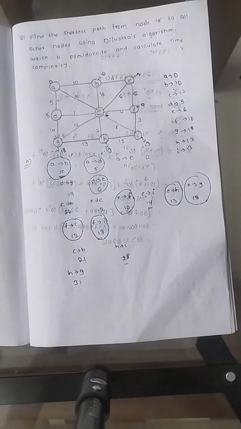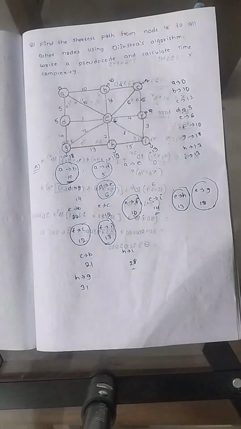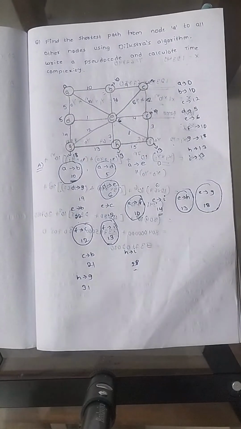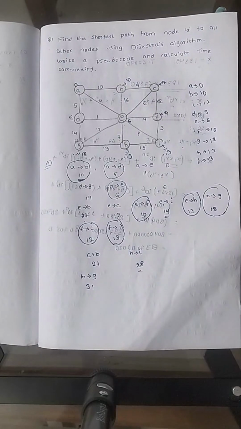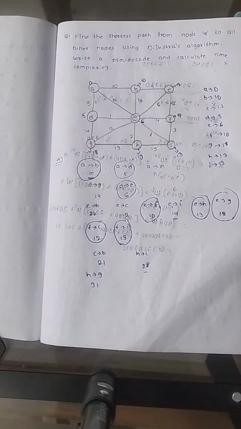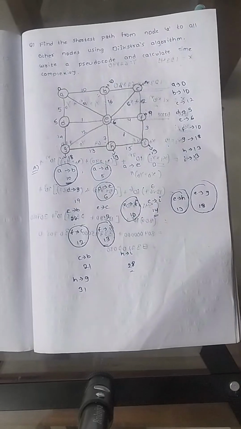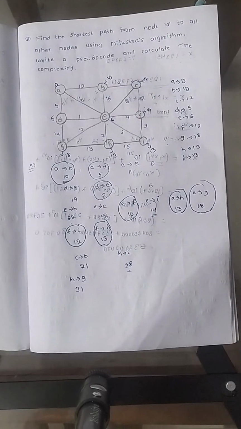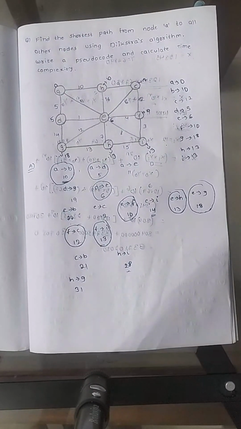Let me see the question. What is the question given in Dijkstra? Before writing the answer, first you have to understand the question. Even if you don't know how to write the answer, if you understand the question, you will get some knowledge on how to write it. The question is: find the shortest path from node A to all other nodes using Dijkstra's algorithm, and also write the pseudocode and calculate the time complexity.